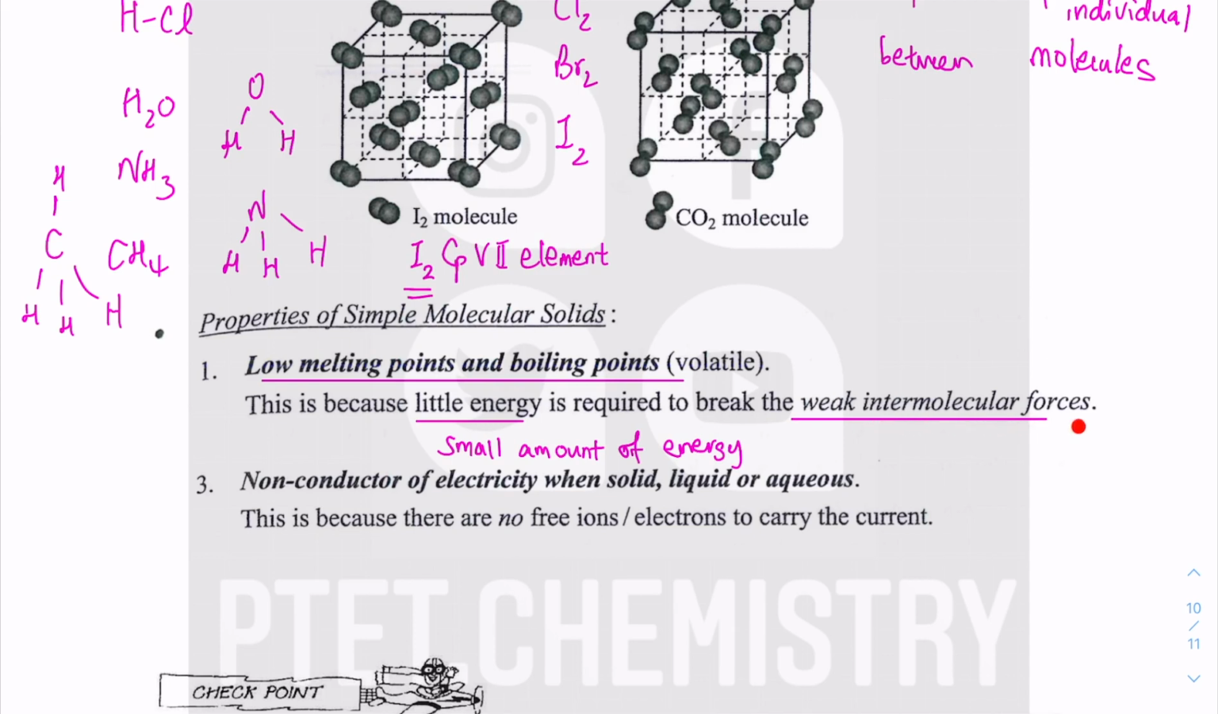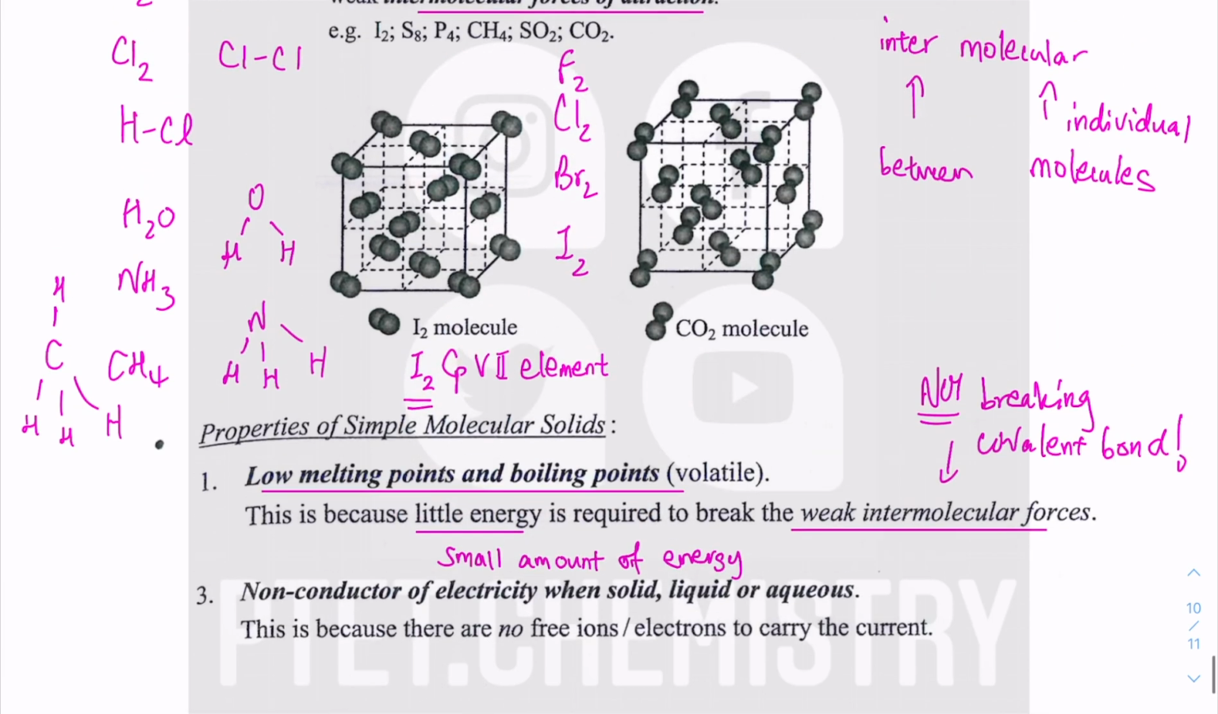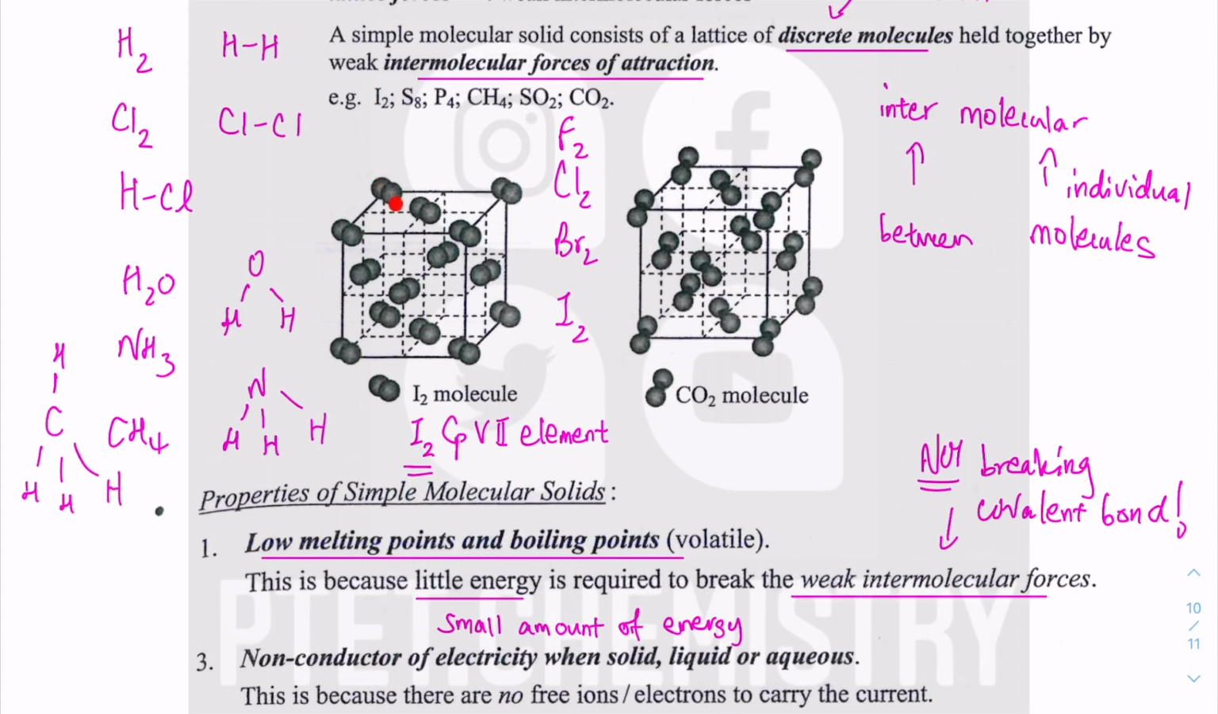You don't break the covalent bond. We are specifically saying that it has low melting and boiling point, and therefore we only need to break weak intermolecular forces. These are covalent bonds between the atoms. Intermolecular forces are between the molecules, that means between this and this, between this and this, between this and this. These require a very small amount of energy to break. That's why low melting and boiling point.